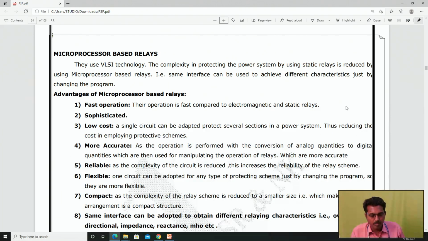The advantages of the microprocessor relay are fast operation, low cost, more accurate, reliable, flexible and compact. The same hardware can be adapted to obtain different relaying characteristics. Examples are overcurrent relay, directional relay, impedance, reactance and ohmic relay, etc.